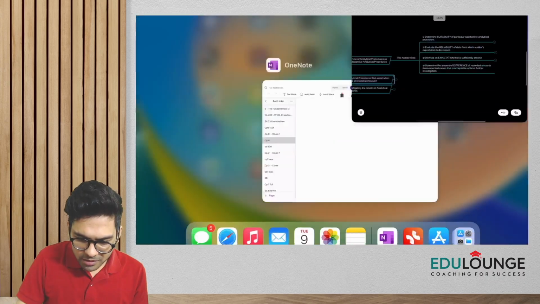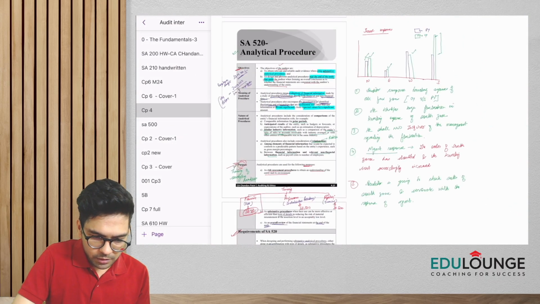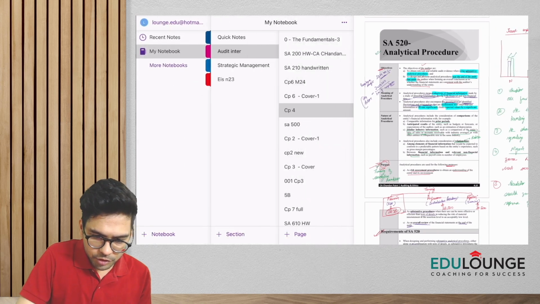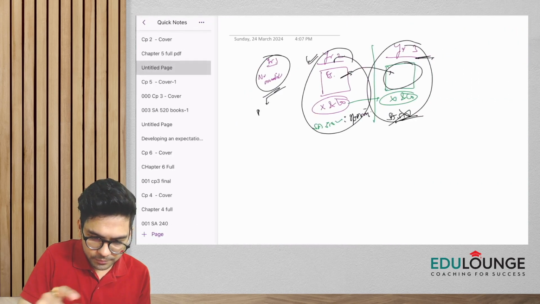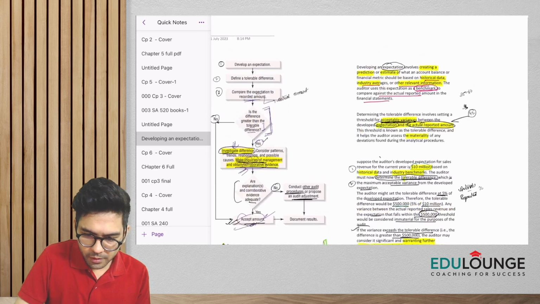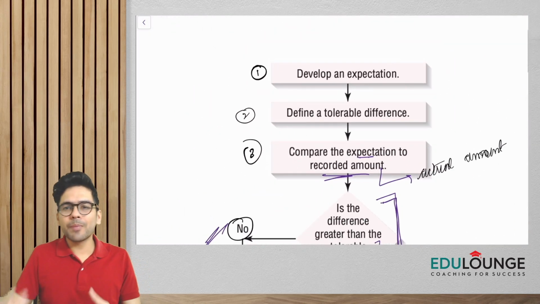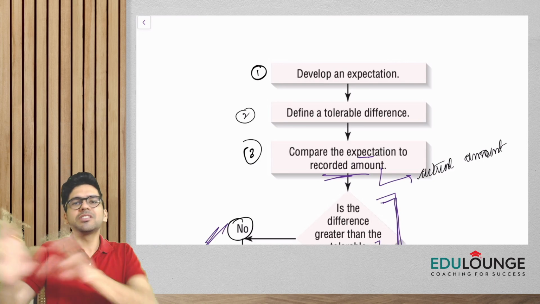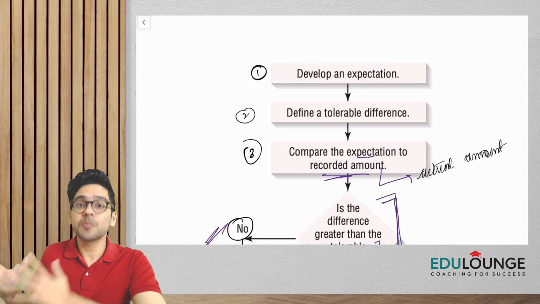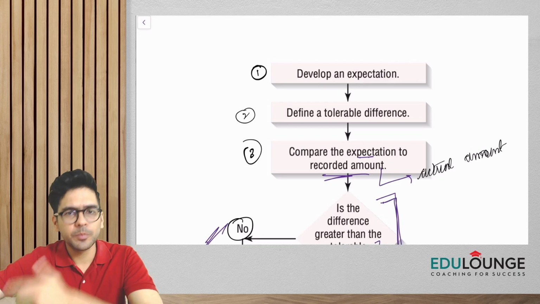Okay, now I just want you to have a look at this chart. Just let me open. See, generally, what we discuss in regular class. Actually, practically, what happens is we first develop an expectation, and this expectation has to be really very precise, as close as possible to the actuals.